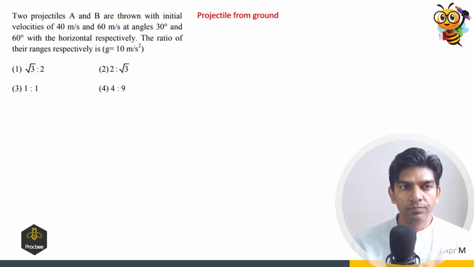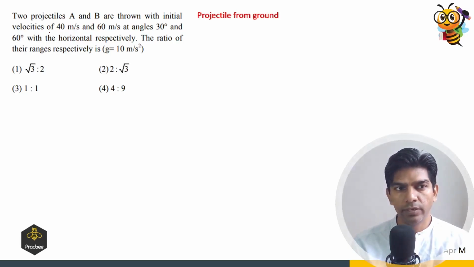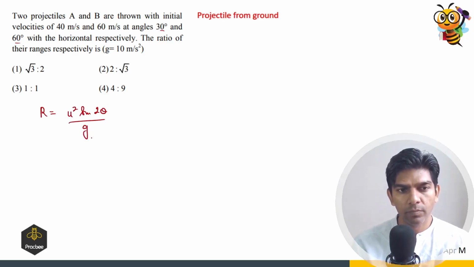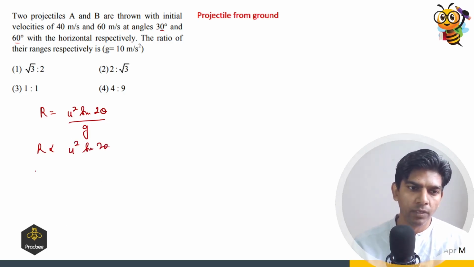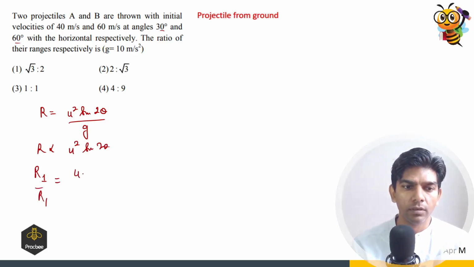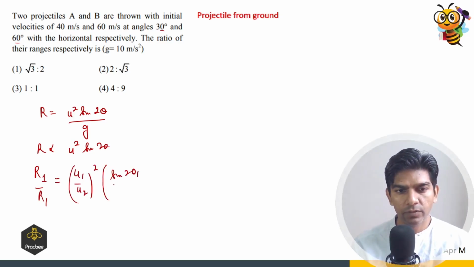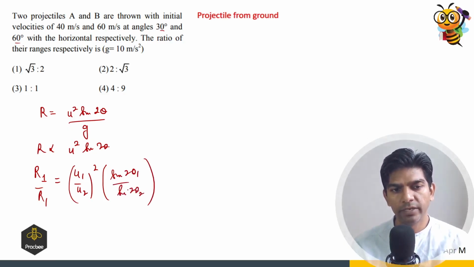Now let us see this question. Two projectiles A and B are thrown with initial velocity 40 and 60 meters per second at an angle of 30 and 60 with the horizontal respectively. The ratio of their ranges. We know that range is given as u square sine 2 theta by g. They have different velocities, so R is proportional to u square sine 2 theta. So we can say R1 by R2 will be equal to u1 by u2 square times sine 2 theta 1 by sine 2 theta 2, right?